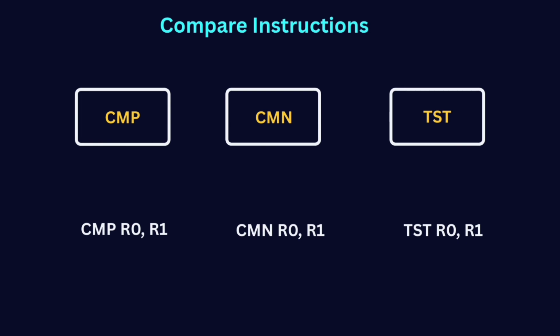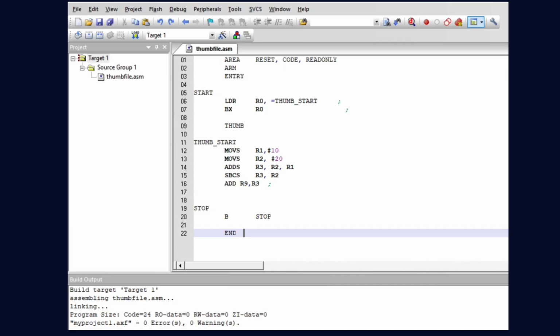Now that we have cleared up the syntax differences, in the next section we will switch to the editor, write our first Thumb program, compile it successfully and understand every instruction step by step.